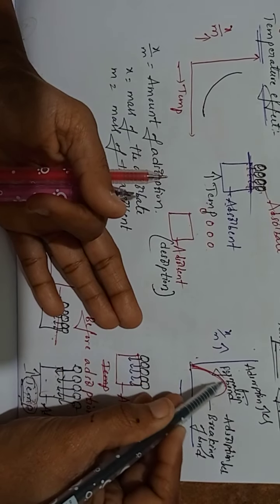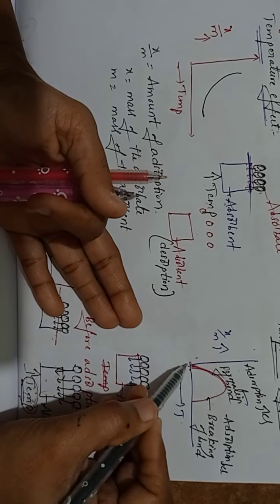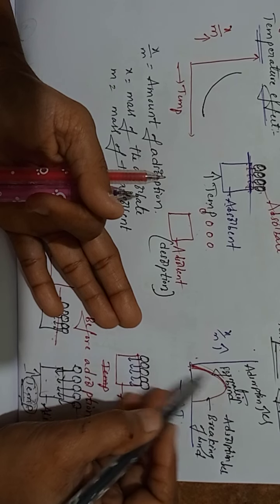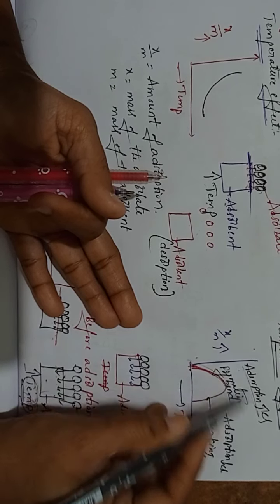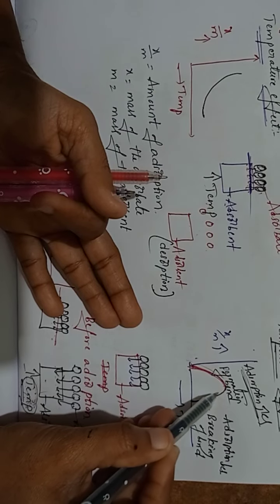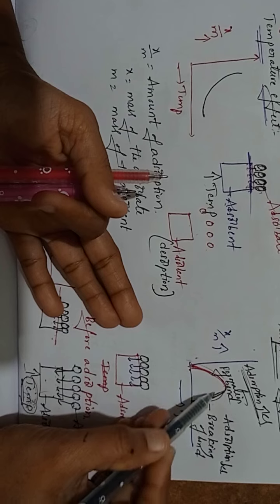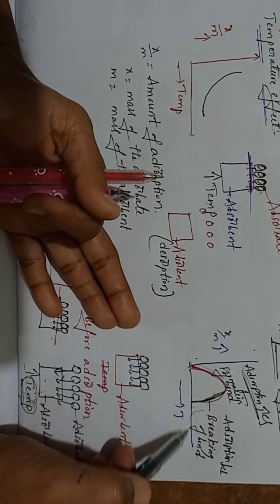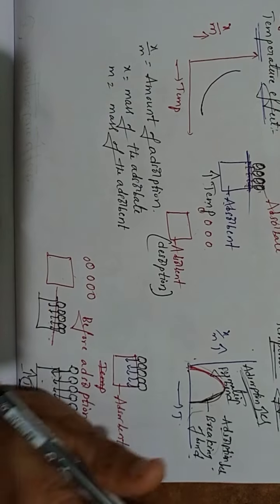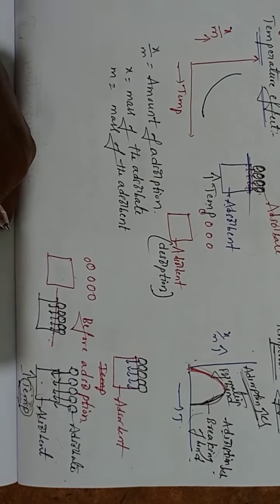Till here, what happened? Bond formation. Whatever energy we supplied helped in the formation of bond. So that's why the amount of adsorption increases. From here to here, what happened? The amount of adsorption decreases. Why? Due to the breaking of bond. Breaking of bond, amount of adsorption decreases. Clear? This is the temperature effect.